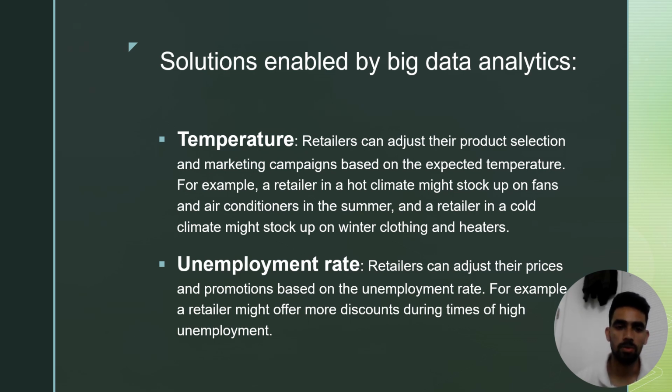So we can give some solutions by enabling big data. With temperature, retailers can adjust their production, sales, and marketing campaigns based on the expected temperature. For example, a retailer in a hot climate might stock up on fans and air conditioners in the summer, and a retailer in a cold climate might stock up on winter clothing and heaters. For unemployment, retailers can adjust their pricing and promotions based on the unemployment rate. For example, retailers might offer more discounts during times of high unemployment.